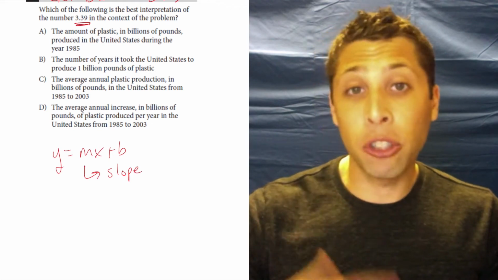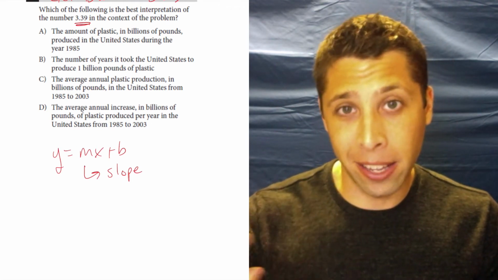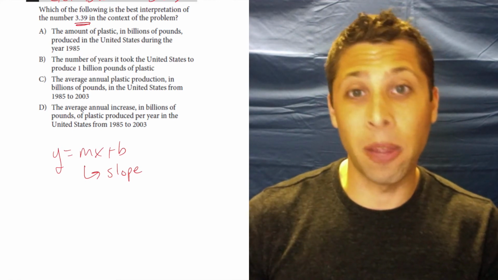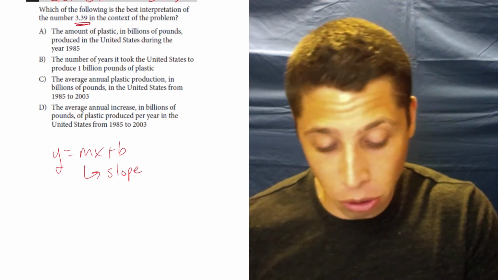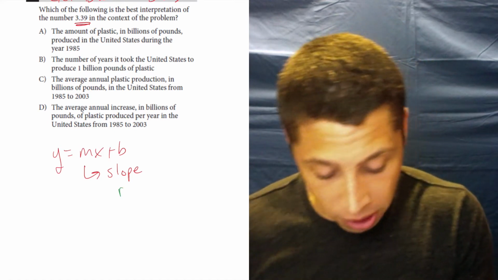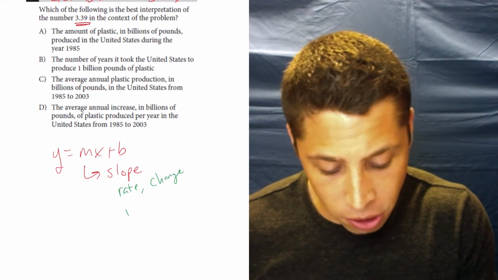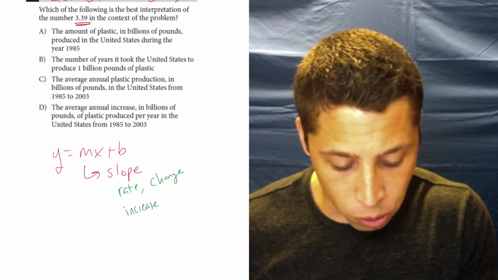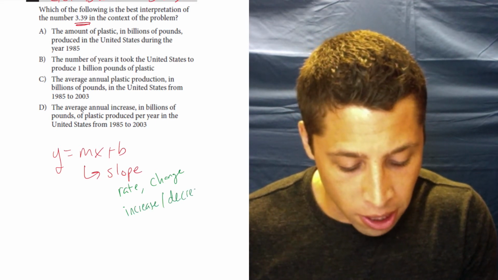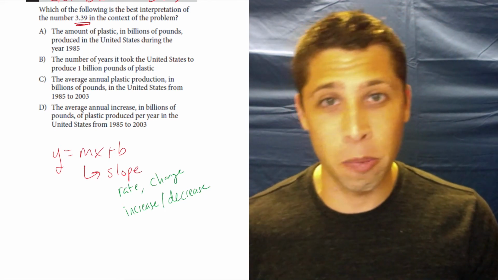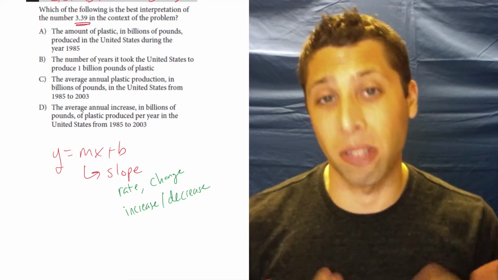So when we have a story on top of a line, we sometimes see other words that might clue us into slope. They don't usually use the word slope, but they do use other words. They use words like rate. They use words like change. Sometimes they'll use words like increase or decrease. So as we answer this question, we're looking for those kinds of words in the choices because those are clues that we're talking about the slope.